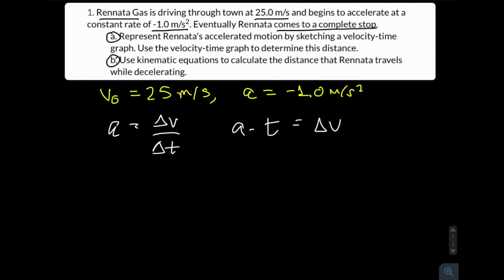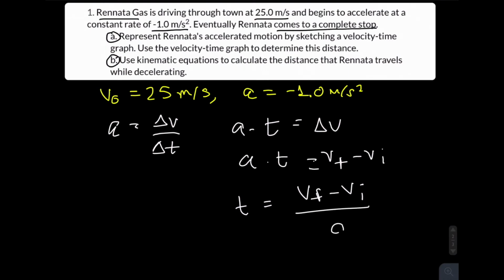So since we go from 25 to 0, change in velocity is actually v final minus v initial, right? And we found that out last time, so a times t, again here. And since we want to find out time, because we're trying to get a velocity versus time graph, if we don't know the time, it's going to be kind of hard to do. So our time is just going to be velocity final minus velocity initial over acceleration.